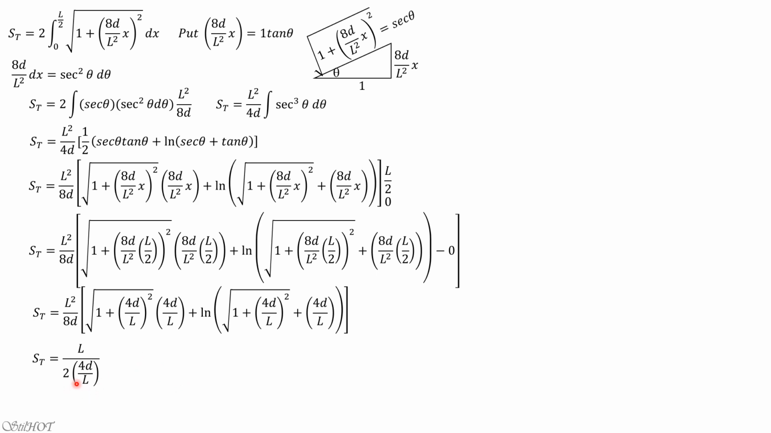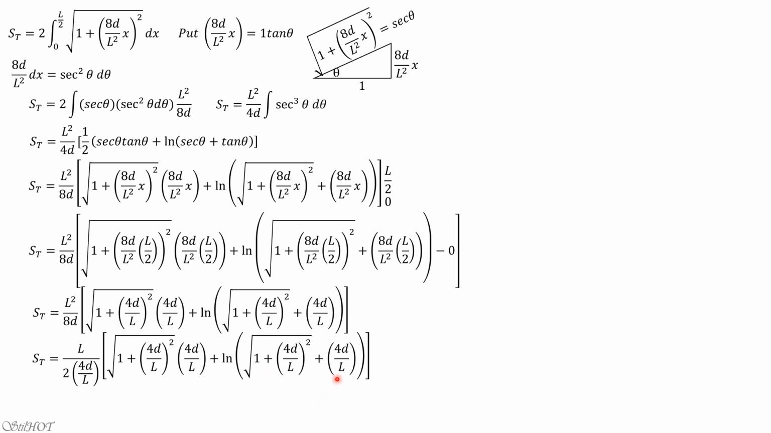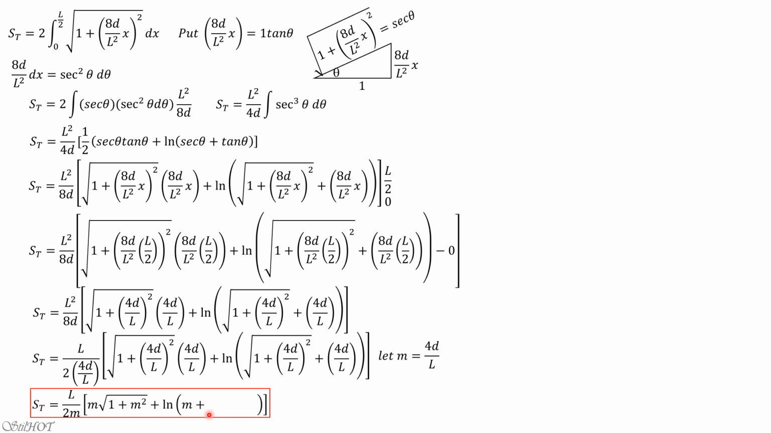Since 4D over L appears in each term, you can let that equal m. So L squared over 2 times 4D over L also. Let's break this into this form: the square root of 1 plus 4D over L squared, times 4D over L, plus ln of the square root of 1 plus 4D over L quantity squared plus 4D over L. So replacing 4D over L by m, let m be 4D over L, then the total length S total equals L over 2m, quantity m times the square root of 1 plus m squared plus ln of the quantity m plus square root of 1 plus m squared.